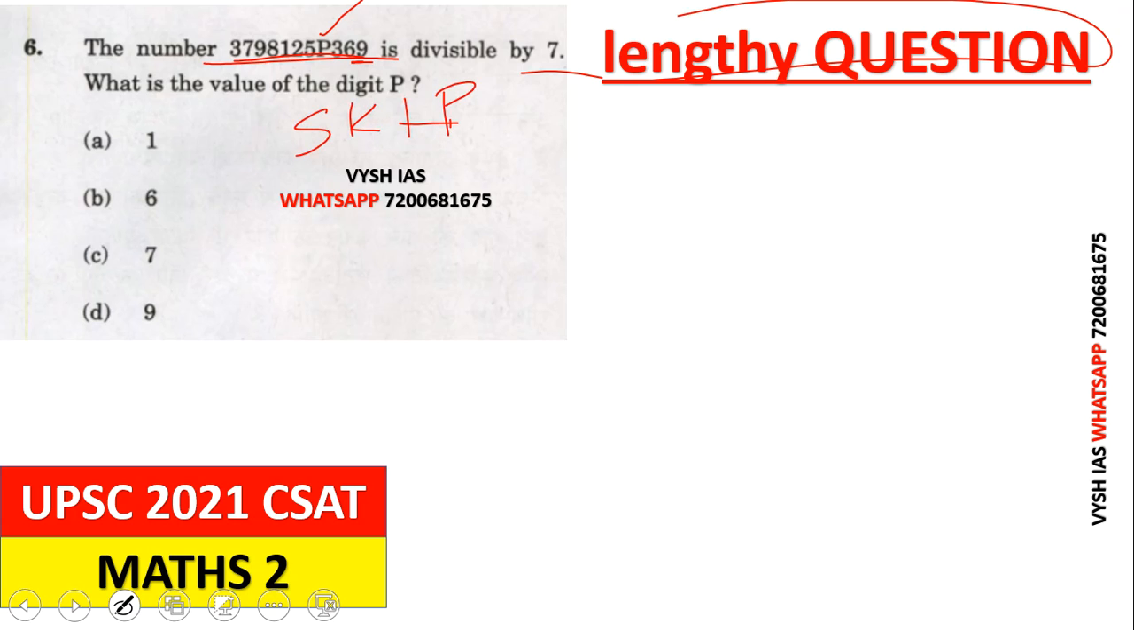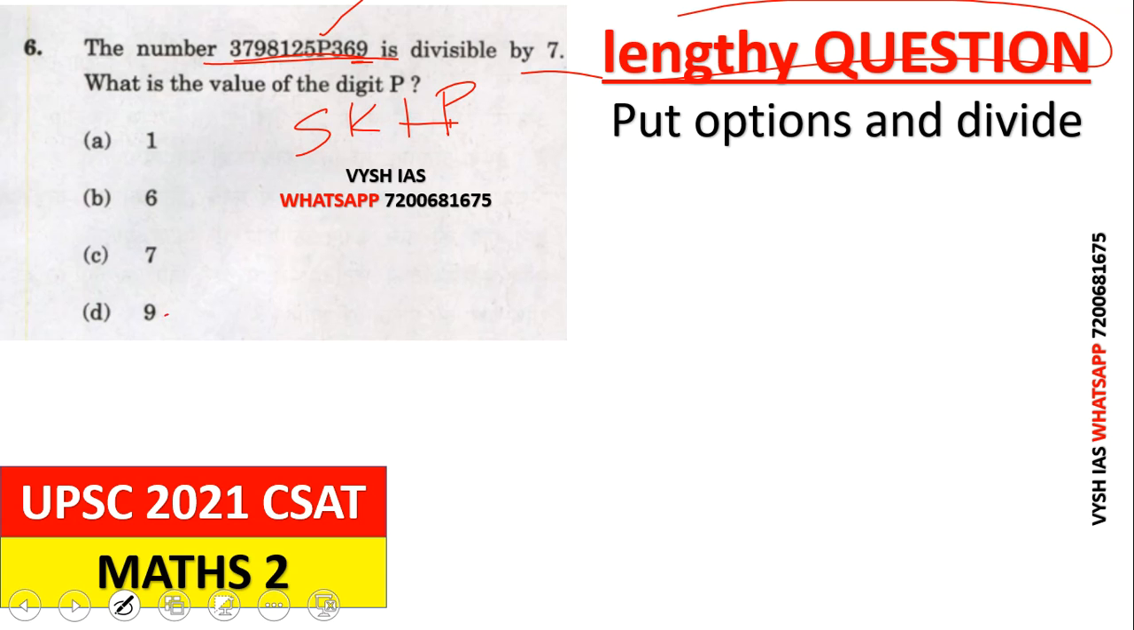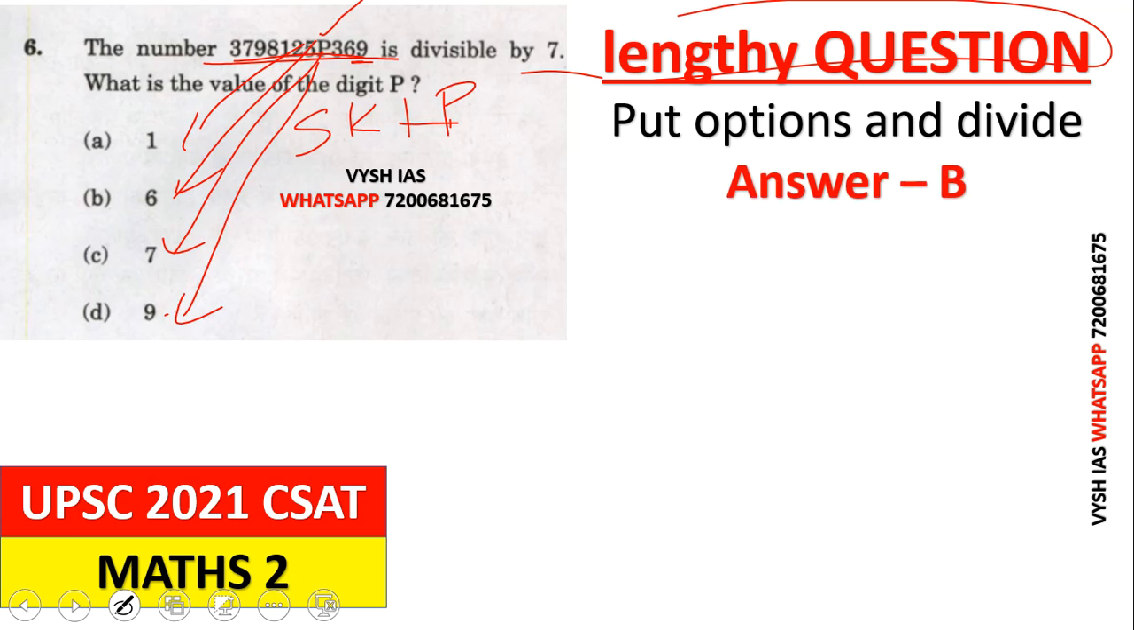There is no other way to do it other than substituting the options. Instead of this P, put 9 and see. Instead of this P, put 7 and see. Instead of this, put 6 and see. So it's a very time consuming thing and you will sit and divide. It's a very big problem.